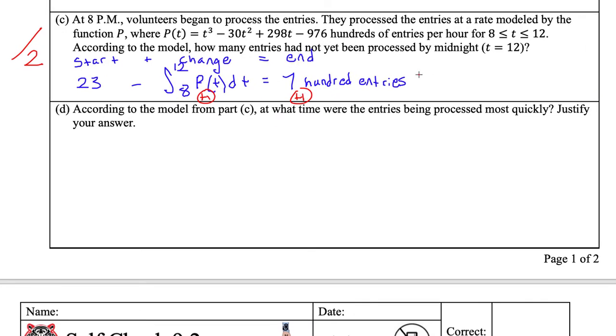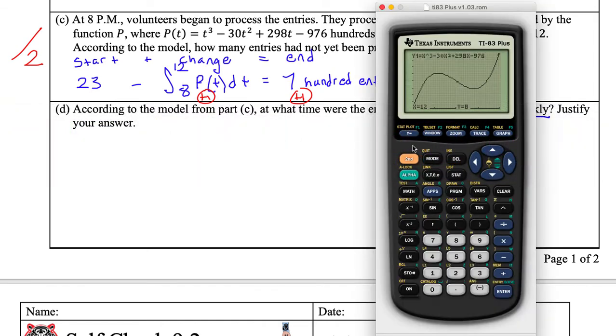So for part D. Looking at part C, when were entries being processed most quickly? When I see the words most quickly, I'm thinking of a max. Usually when I see max, I'm thinking of table of start plus change equals end, but that's only if it's talking about a maximum of an amount. This is talking about a maximum of a rate, so being processed. So what is the max rate?